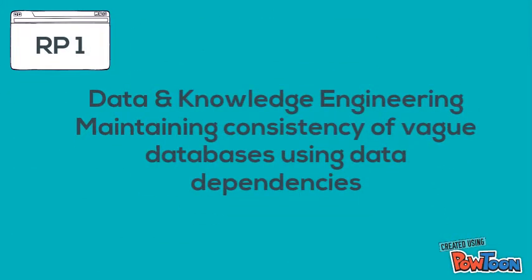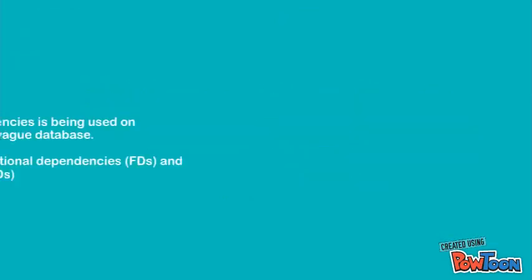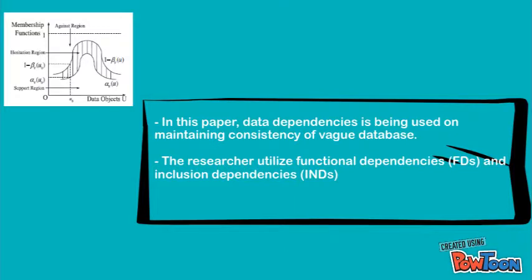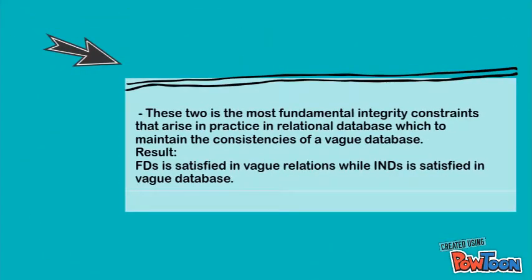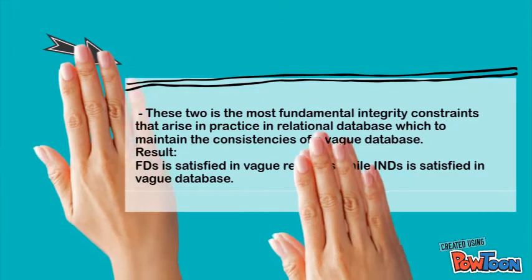RP1, Data and Knowledge Engineering, Maintaining Consistency of Vague Databases Using Data Dependencies. In this paper, data dependencies are used for maintaining consistency of vague databases. The researchers utilized functional dependencies, FDs, and inclusion dependencies, INDs. These two are the most fundamental integrity constraints that arise in practice in relational databases, used to maintain the consistency of a vague database. Result: FDs are satisfied in vague relations, while INDs are satisfied in vague databases.